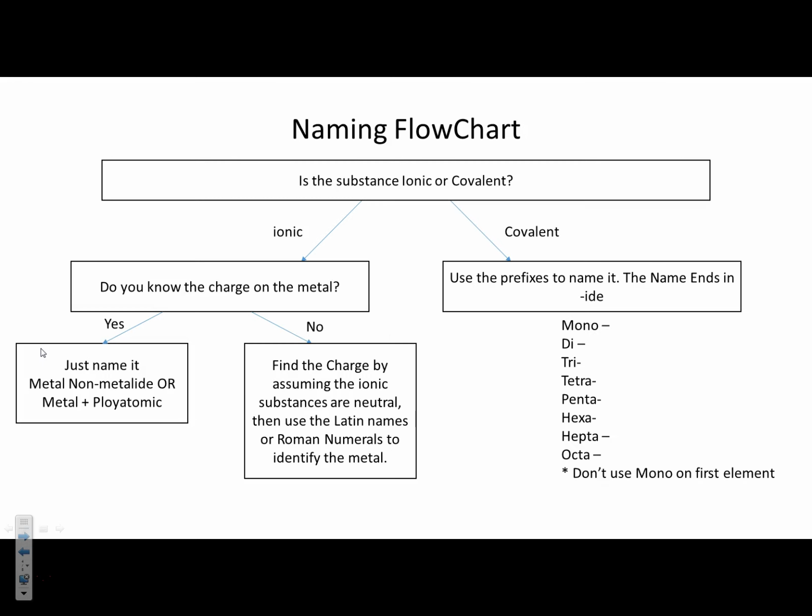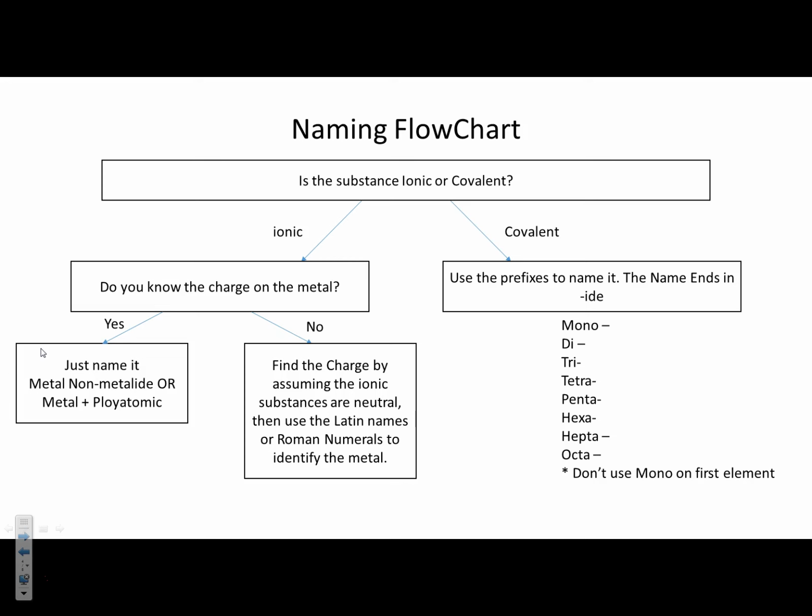All right, so this is how we're going to go through and name things. It's a little bit of a flow chart to help you out. The first question you have to ask yourself is, is it ionic or is it covalent? If it's ionic, there are two different kinds of substances you'll encounter. One, you know the charge on the metal, and the other, you don't know the charge.